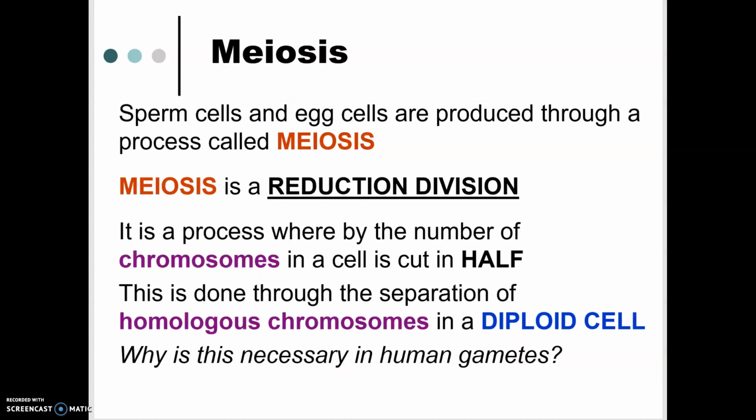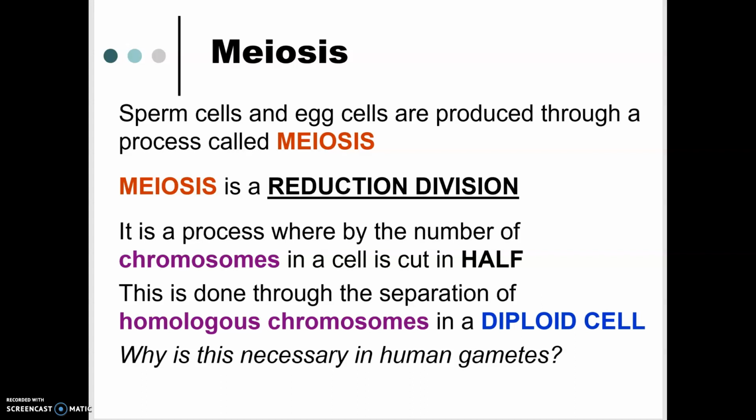Now, in order for sperm to be produced, we have to go through a process called meiosis. Now, everyone should be familiar with mitosis because we've talked about it in previous biology courses. But meiosis is a special form of cell division, and we call it a reduction division. The reason it's a reduction division is because at the end of the process, we cut the number of chromosomes in a cell in half. This is done by separating homologous chromosomes in a diploid cell, and then we get a haploid cell.